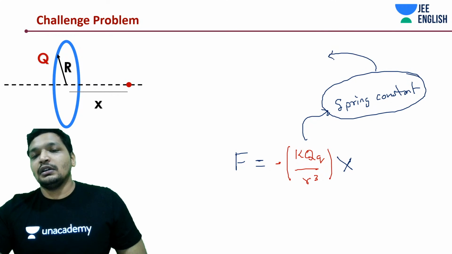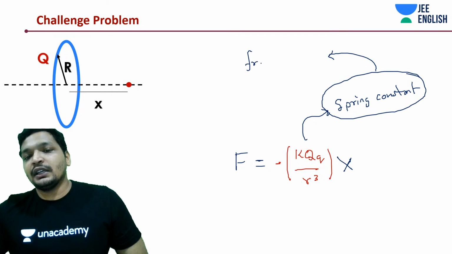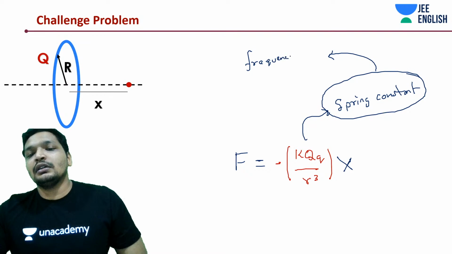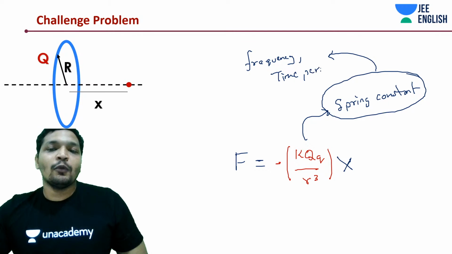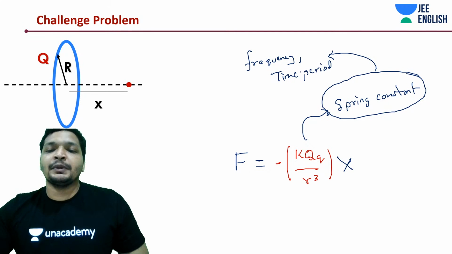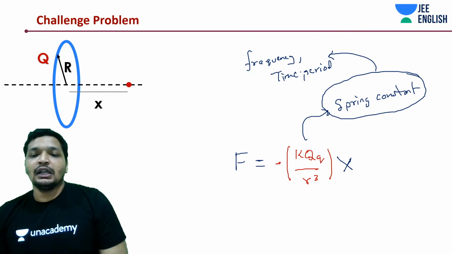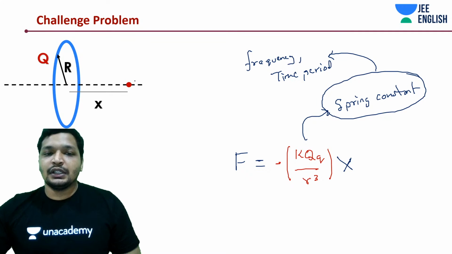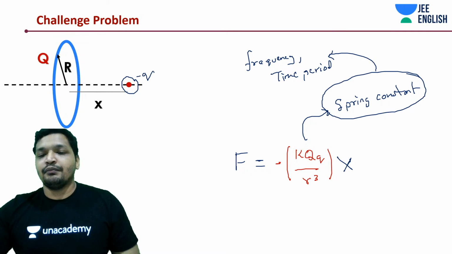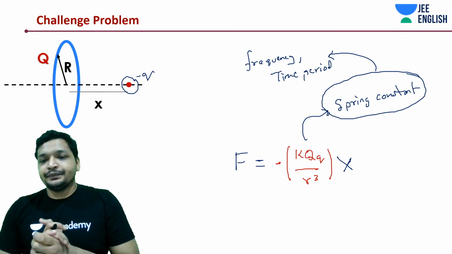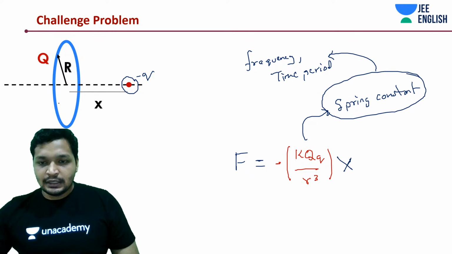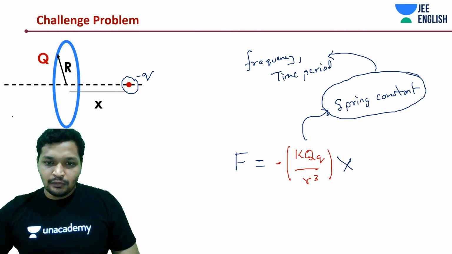frequency, time period, etc. Simple. Work around some problems. You'll notice some problems in your PYQs around this. Try to solve them. I hope this is clear. And do remember, it should be of negative charge. Clear? Even better.